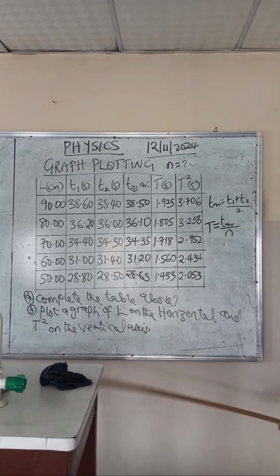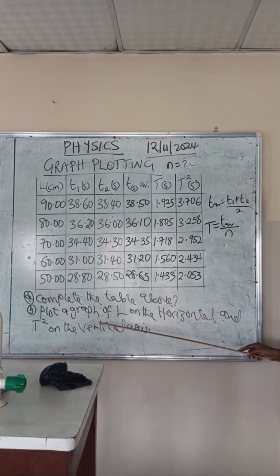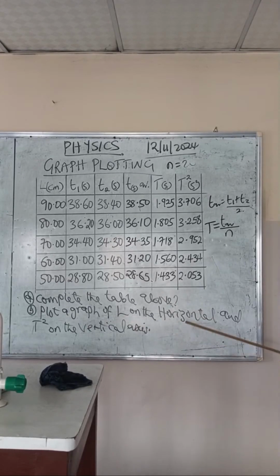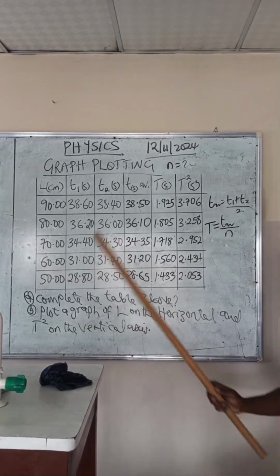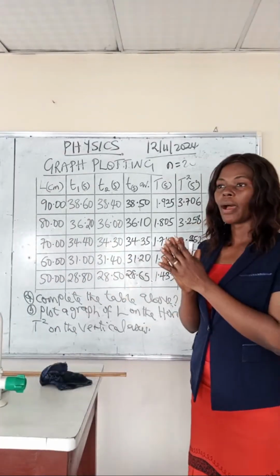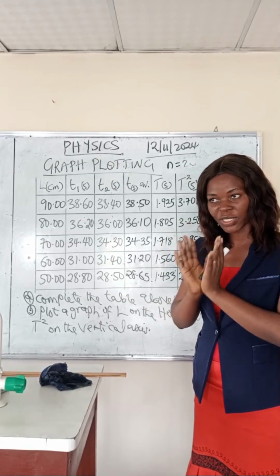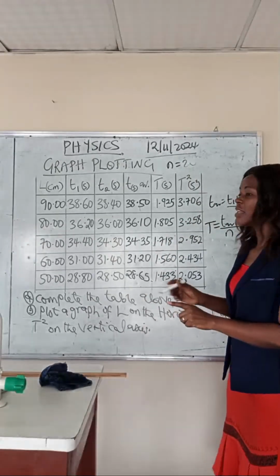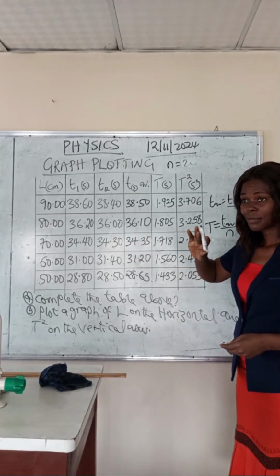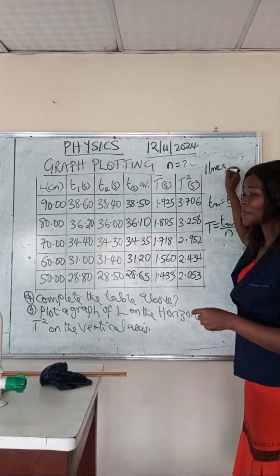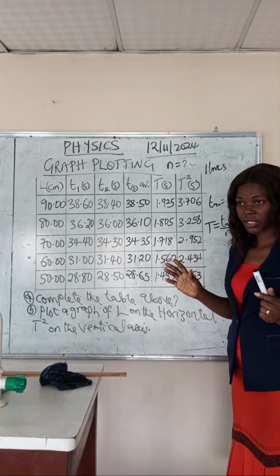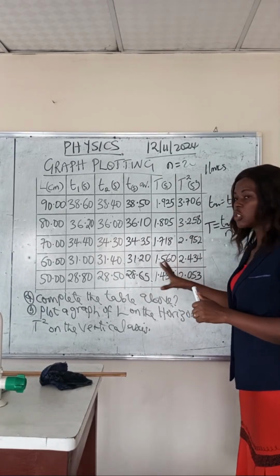Are we done? Not yet. Okay, we are done with the first. The second one says you should plot a graph of L on the horizontal and T square on the what? What we are going to do now is to choose our approximate value to use for plotting. If this happens to be a graph, with this reading I just completed, I've already gotten 11 marks. Do you understand? Now, we are going to use this reading to plot the graph.